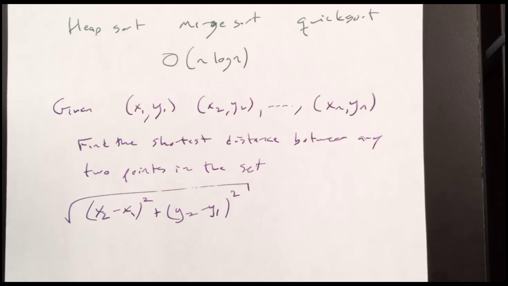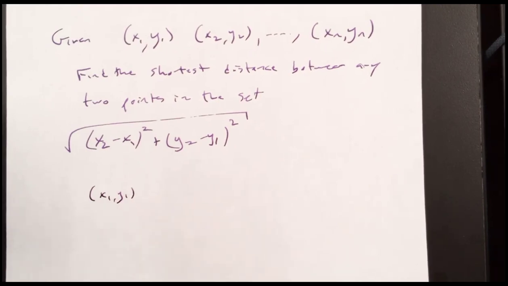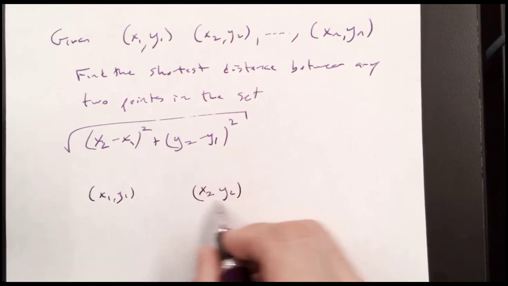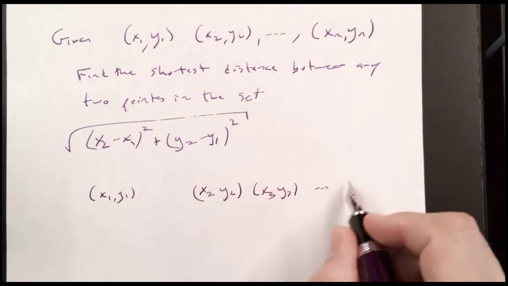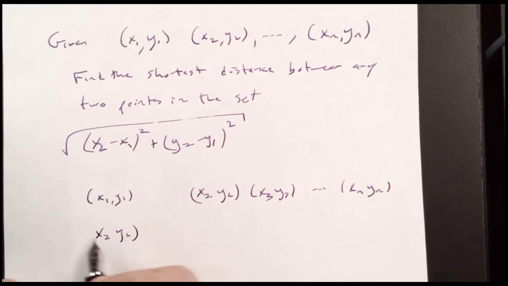So let's think about it. I'm going to start with x1, y1. And I'm going to compare it to all the other points. Yes? So I need to compare it to x2, y2, then to x3, y3, all the way up to xn, yn. And I'm going to do this calculation, which is 2 subtractions, 2 squares, and an addition. That's 5 operations. If I include the square root, it's 6. I'm going to do it this many times. Then I go to the next point. I go to x2, y2.